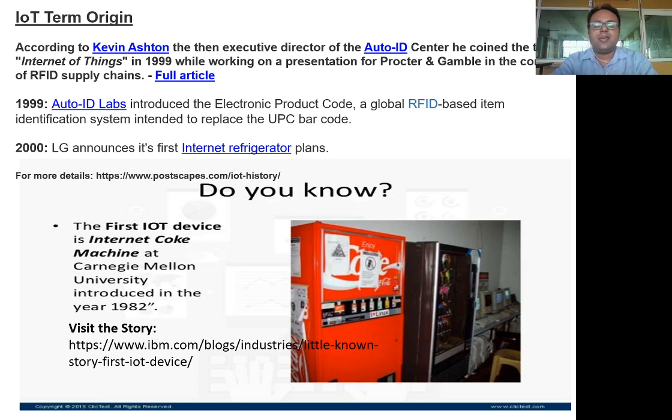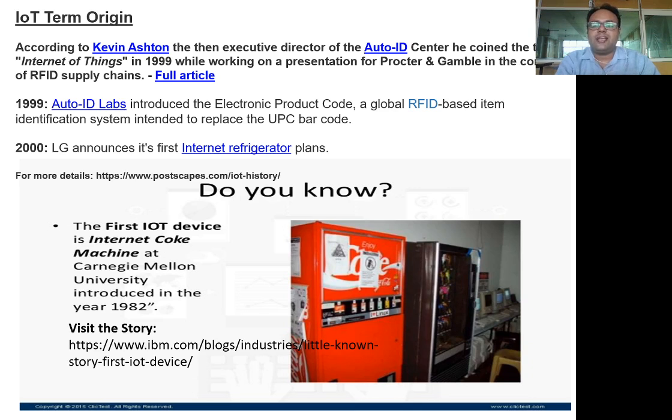So it was just in 1999 that Kevin Ashton at Auto ID Center used this word for the first time for Procter and Gamble, in the context of the RFID supply chain. So when you see the roadmap of IoT, you will find that the word Internet of Things originated from the supply chain of Procter and Gamble, which was using RFID technology. During the same year, Auto ID Labs were able to introduce the RFID systems for EPC, that is Electronic Product Code.